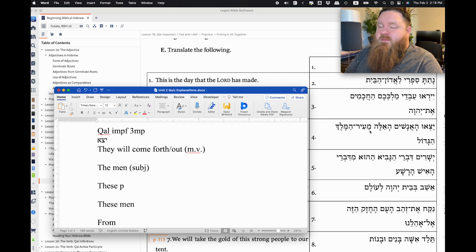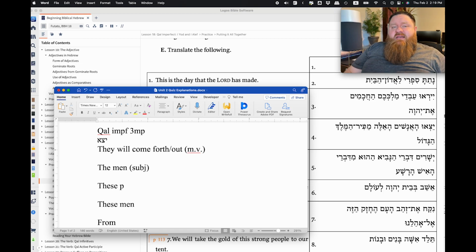And then we have the preposition min. How is this preposition functioning? Well, min is functioning to modify the verb. Okay, min is modifying the verb. It's describing in what way they came forth. It's adding detail to the action of the verb. So they came, or they will come forth. In what way will they come forth? They will come forth from the city of the king.